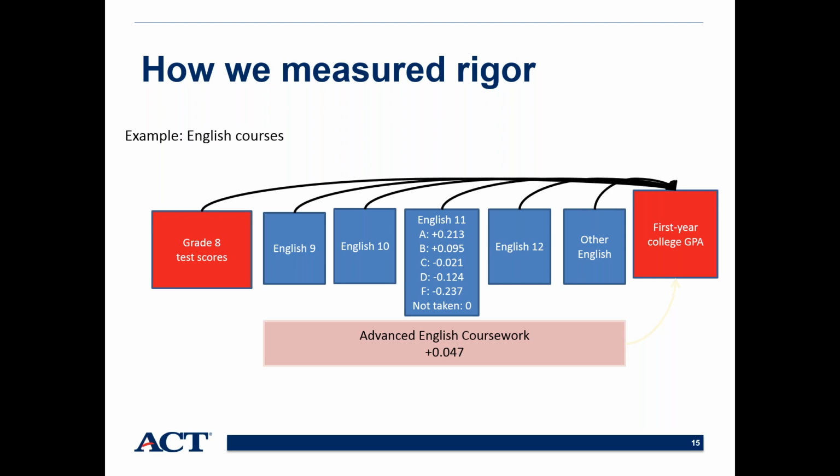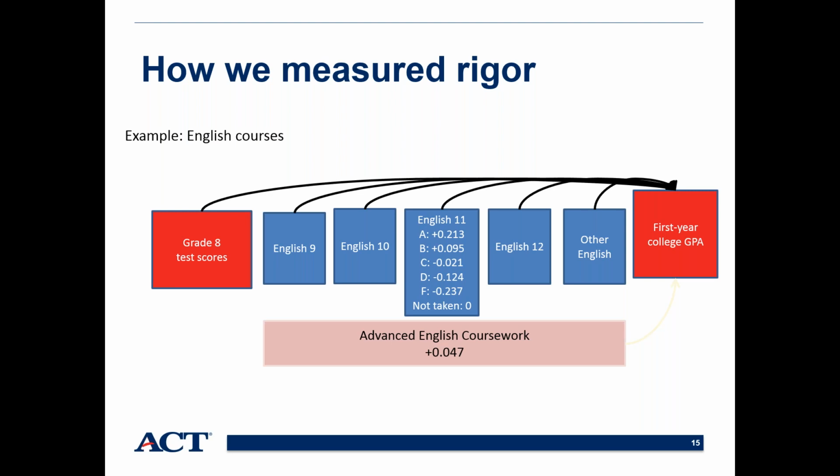The high school coursework and grades data and 8th grade test scores are included in a model for predicting first-year college GPA. 8th grade test scores are included in the model to isolate the effects of the high school coursework and grades data. By doing this, we're more certain that the measure of rigor reflects course-taking decisions and effort during high school as opposed to general academic ability.